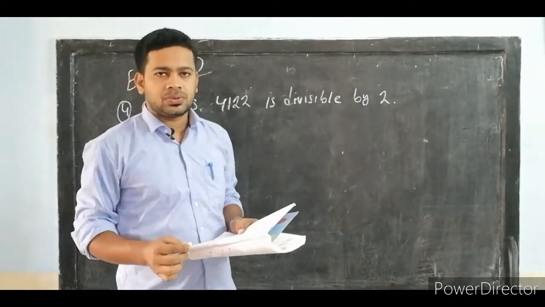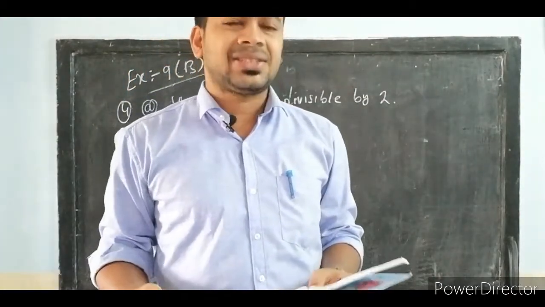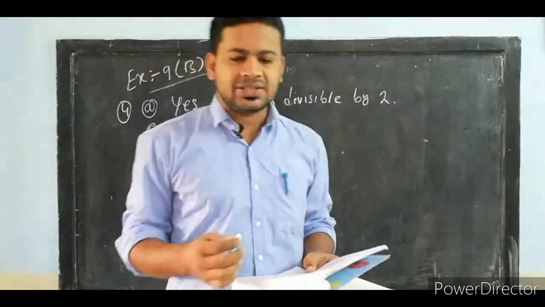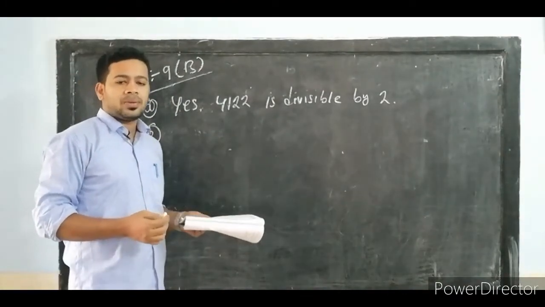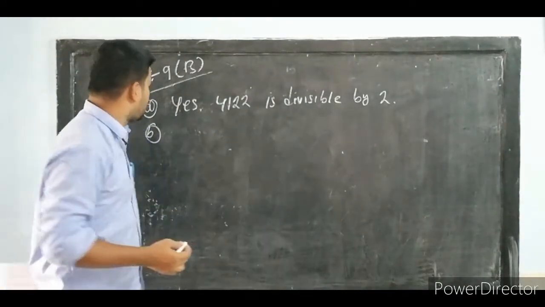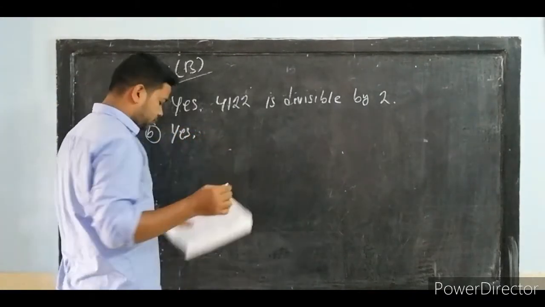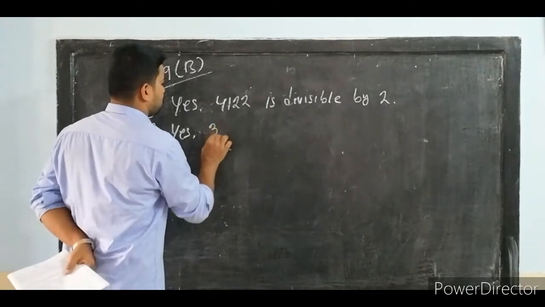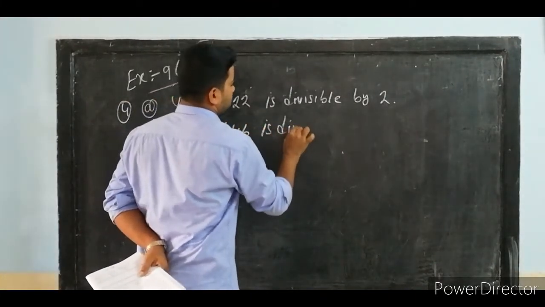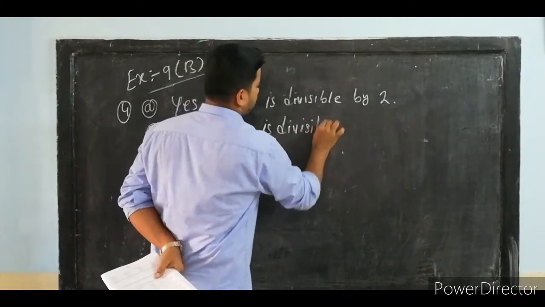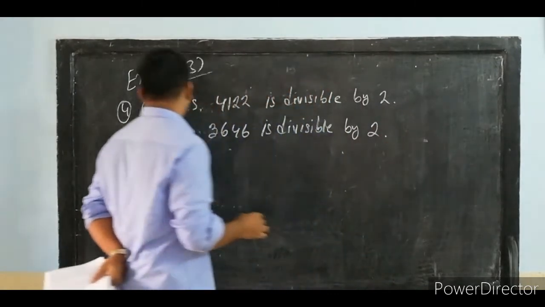Okay, and in the next question, another one is: is 3646 divisible by 2? Since here also the last digit is 6, that means it's an even number, and we know an even number is always divisible by 2. So here also we'll write yes, the number 3646 is divisible by 2.